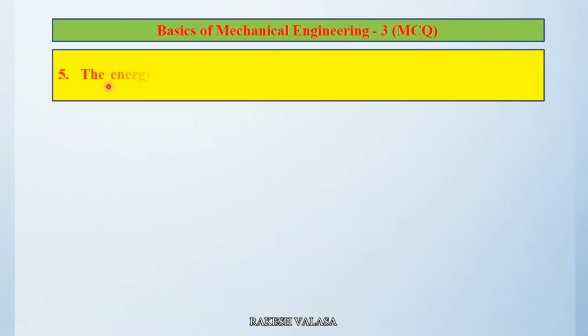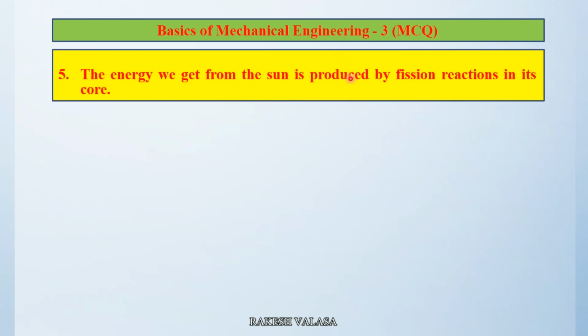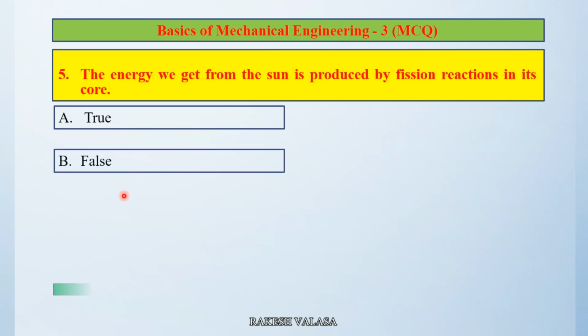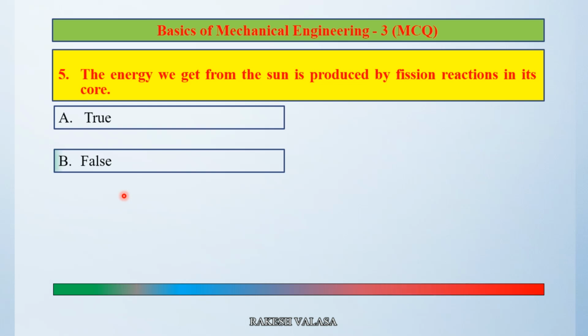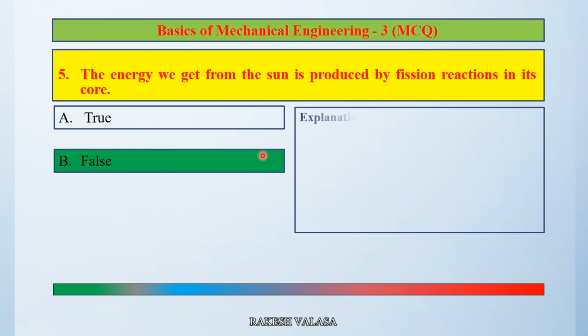Question number 5. The energy we get from the sun is produced by fission reactions in its core. Option A true, option B false. The correct answer is option B false. Let us see the explanation.